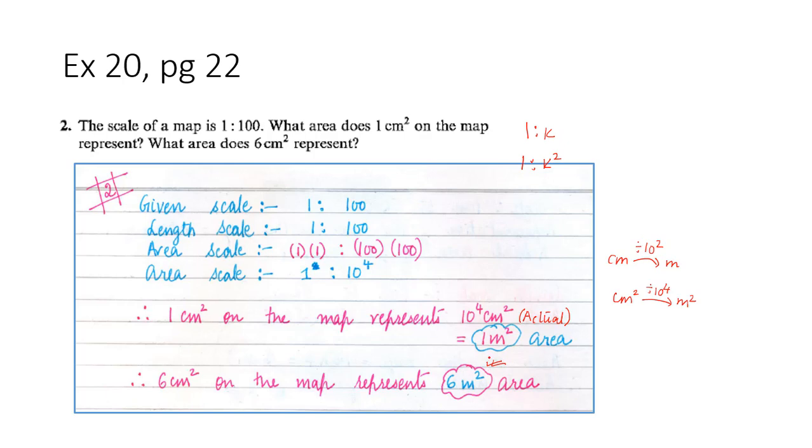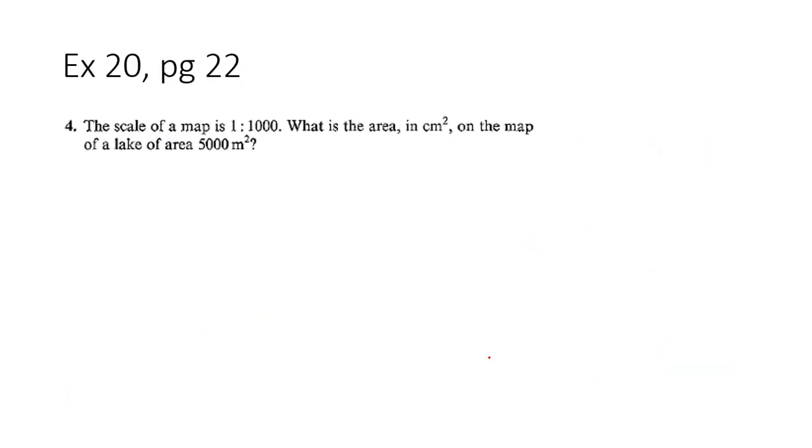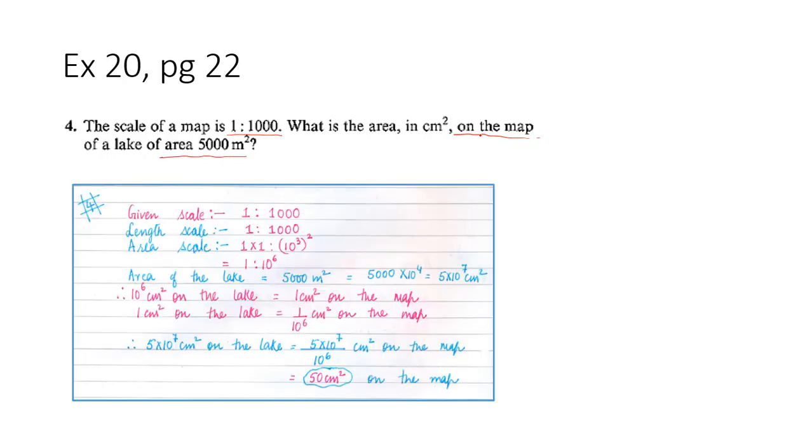Alright, let's look at another question now. The scale of a map is 1:1000. What is the area in centimeter square on the map of a lake of area 5000 meters square? So here we are given the actual area and we are given the length scale. We need to find out the area on the map. First read the question carefully and figure out what the question is telling you and what needs to be calculated. Alright, so there we go.